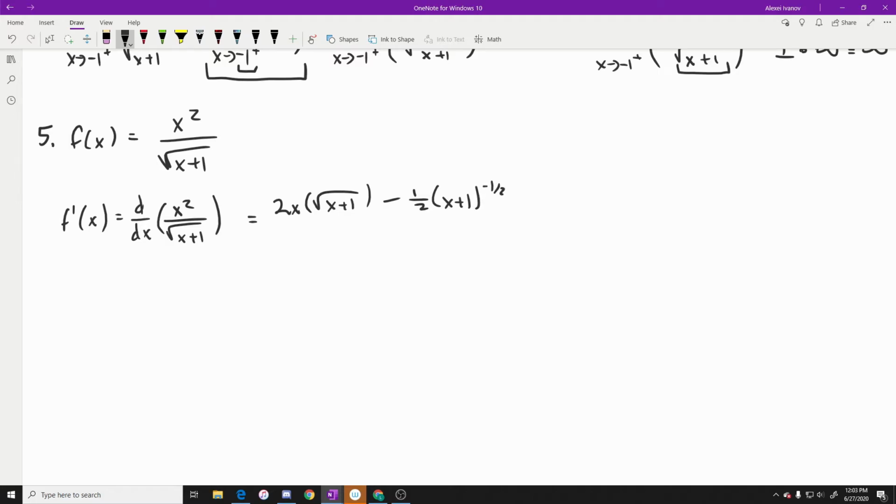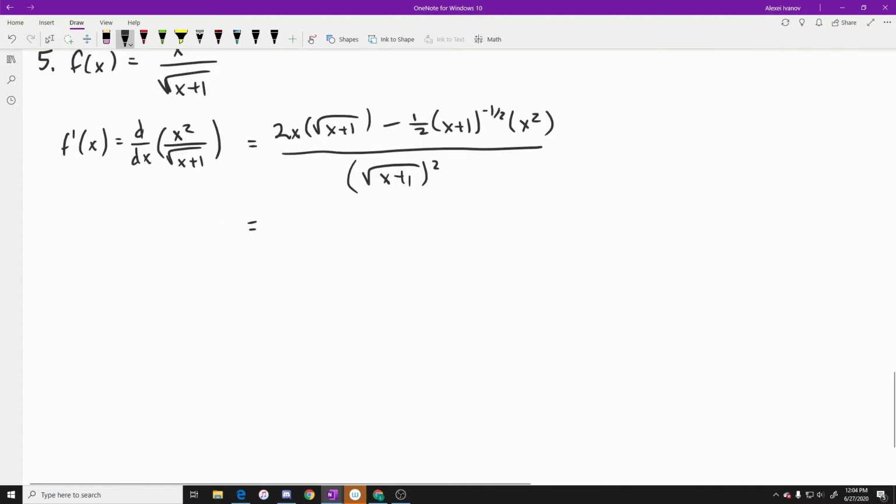And then this is chain rule, so we're going to multiply by the derivative of the inner function, but it's just going to equal 1, so I'm not going to multiply it by anything. And then let's not forget to multiply this by the numerator. And like usual in quotient rule, we need to square the bottom. So we're going to get the square root of x plus 1 squared. So now let's go on to simplify this.